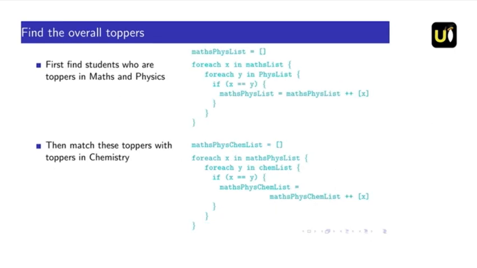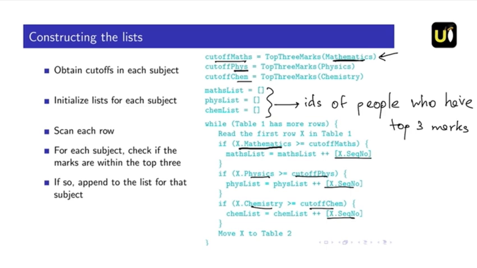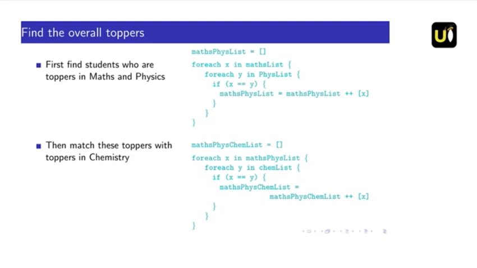And then we have to find the overall topper. That is, we have to find the common ID between all these three lists. So we compare all the lists with the other lists. So we have the maths physics list, which stores the common elements present in both maths and physics. So first we are finding students who are toppers in both maths and physics, and then we match these toppers with the chemistry marks. So we made a math physics list.